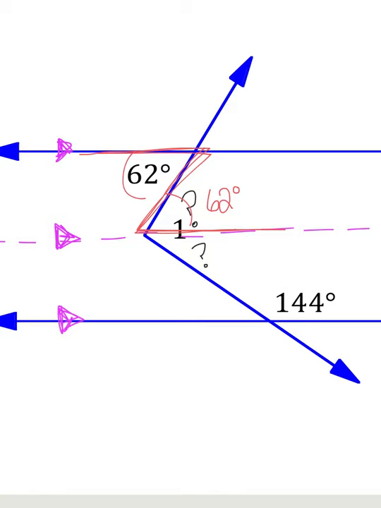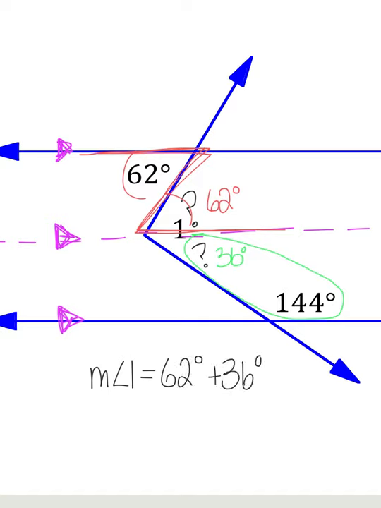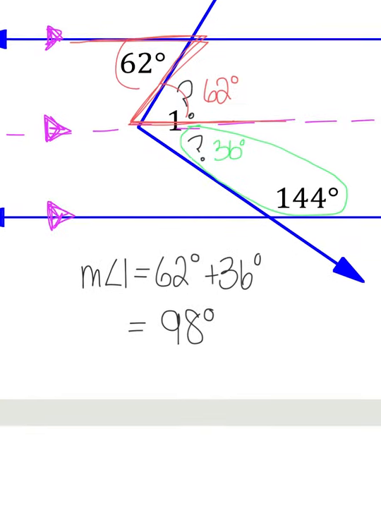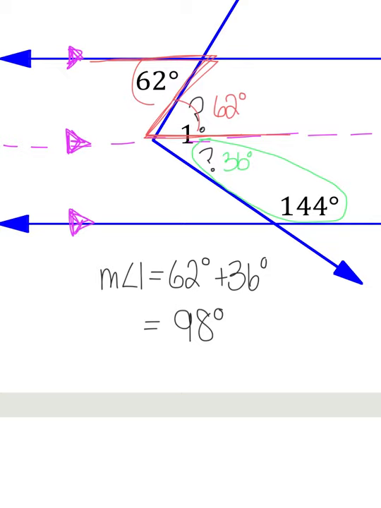Now the bottom portion, this angle, the bottom missing piece, and 144, those are consecutive interior angles. So they have to add up to 180. So 180 minus 144 gives us 36 degrees. So now the measure of angle 1 is going to equal 62, the top portion, plus 36, the bottom portion that I just found. And this is going to equal 98 degrees. All right, there'll be plenty more of those types to practice because you could be missing the angle in different pieces. So we will practice it in class.